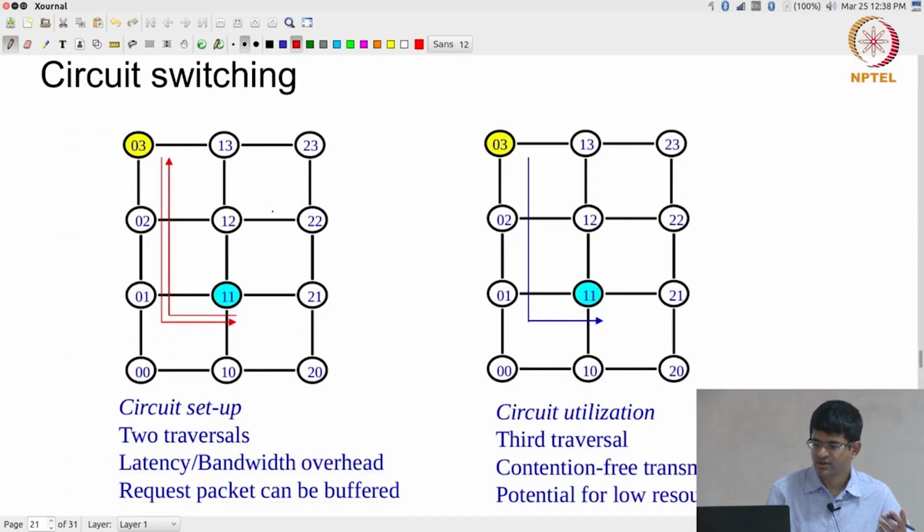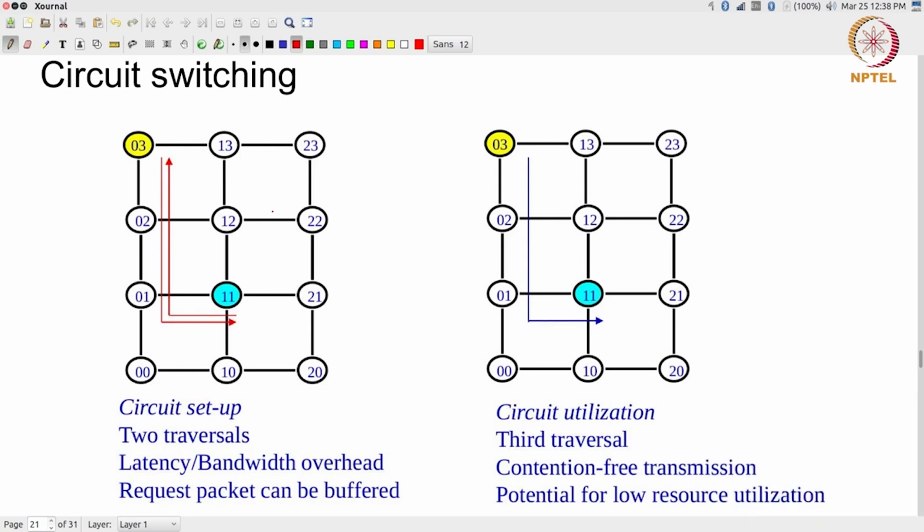What happens in circuit switching is that I am going to establish a dedicated connection between, in this case, 03 and 11. In order to establish that connection, I need to have at least two traversals. From 03, I send a packet all the way up to 11 saying I want to talk to you. 11 then responds saying okay, I am free, and goes back along this line. Now everything over there, 03, 02, 01 and 11, is dedicated to this link. Nobody else is allowed to use them.